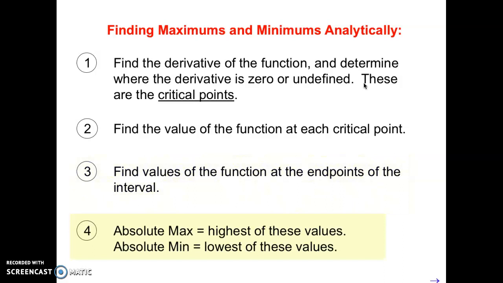And then lastly, we simply substitute the values of the critical points and the endpoints into the original function, and whichever one of these is the highest value, that will be our absolute maximum. Whichever one of these gives us the lowest output value, that gives us our absolute minimum. And remember, we're looking at the output values of the function.